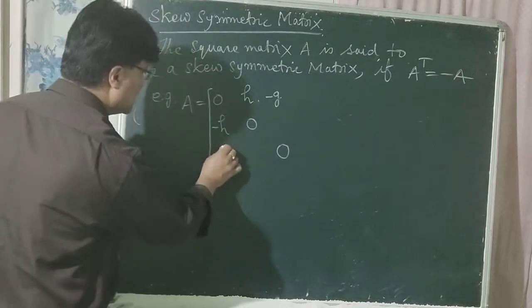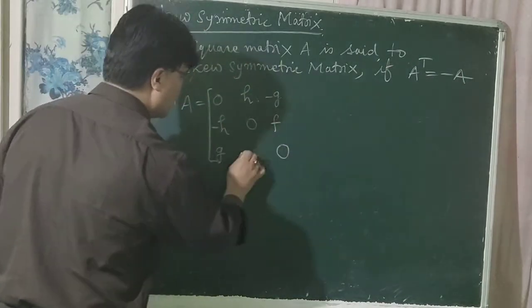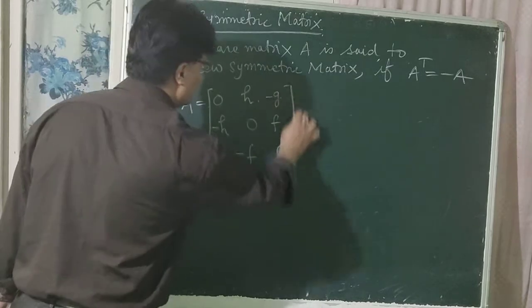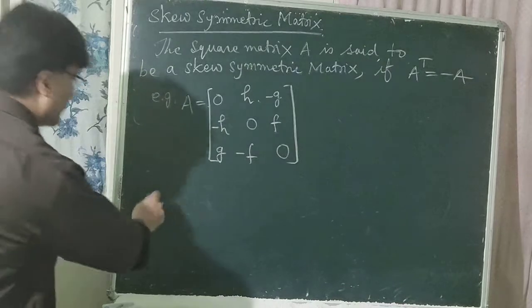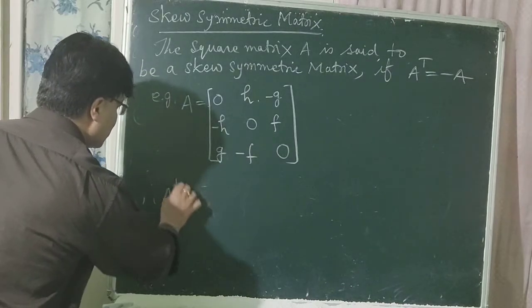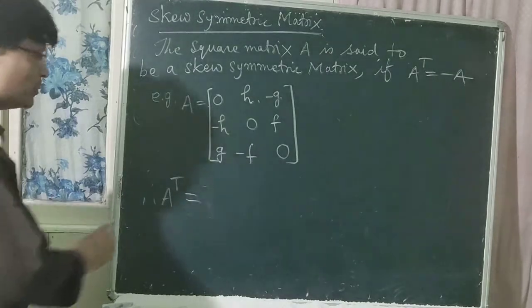You have to write Z out here. Suppose it is F. You should write here minus F out here. Is that clear? So let us find out the transpose of the matrix A. That is A transpose is equal to. So what is A transpose here?